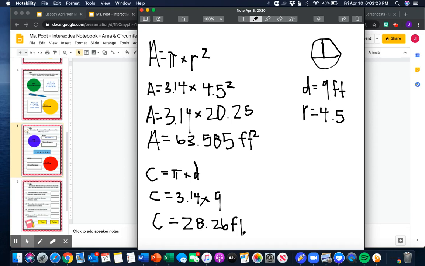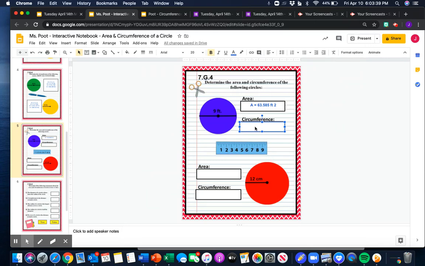Now, why is it not squared? Because we never multiplied the same number by itself. No exponent in circumference. All right, so now let's write our answer. C equals 28.26 feet.